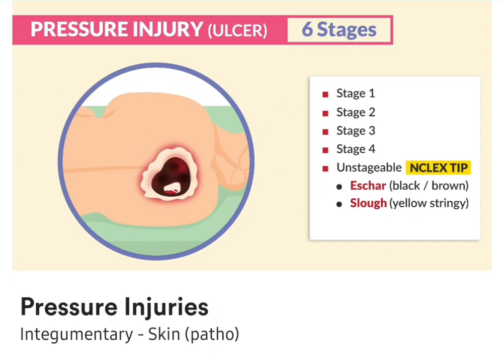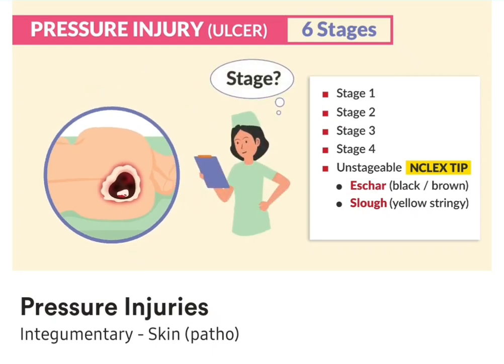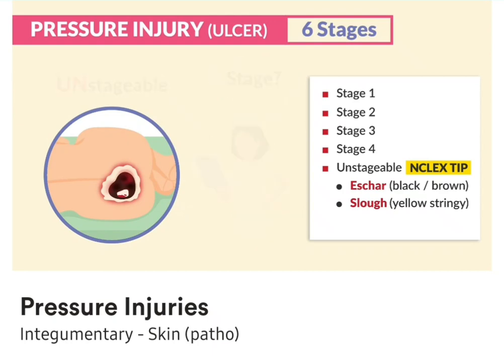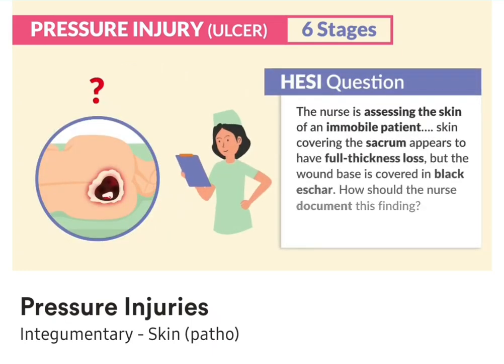Take a good long look at this nasty picture here. A lot of questions ask you to identify this one. Now, since there are 2 colors that are preventing visualization of the wound bed, it's classified as unstageable. These wounds typically need to be cleaned out or debrided in order to visualize the wound bed before a stage is made.